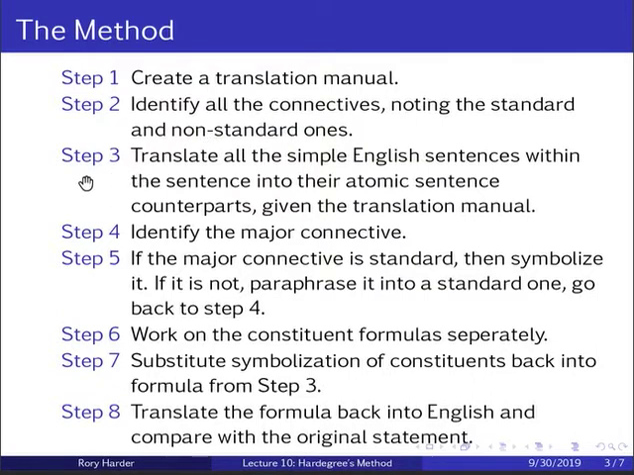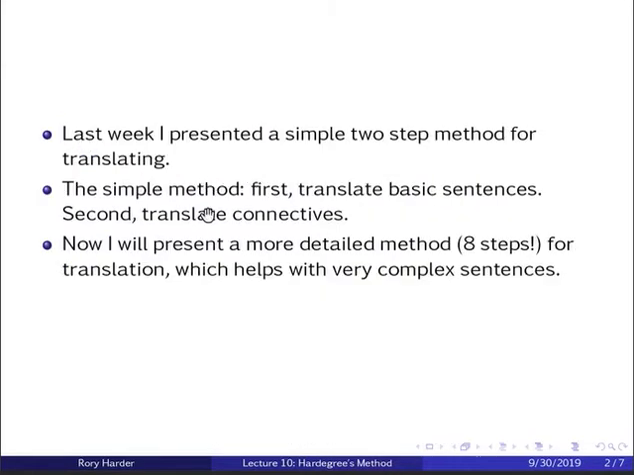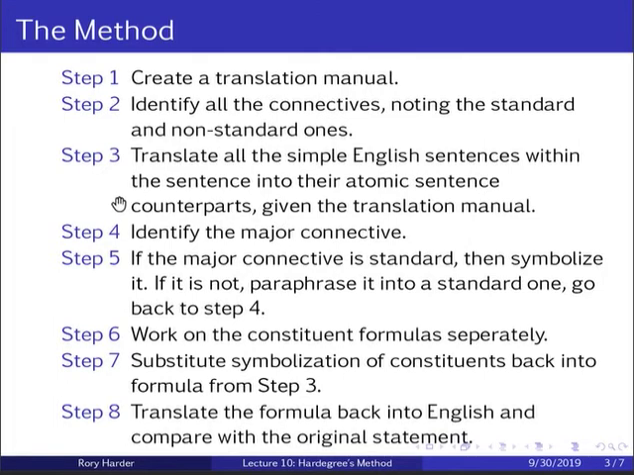Okay. Now, step 3, you translate all the simple English sentences within the sentence into their atomic counterparts, given the translation manual that you have created. So this step 3 is kind of the first step of the simple method of translating the basic sentences. So in step 3, you apply your translation manual and replace the simple sentences in the English sentence with their atomic sentence letter counterparts.